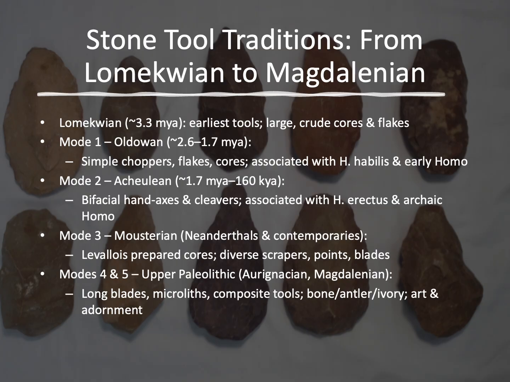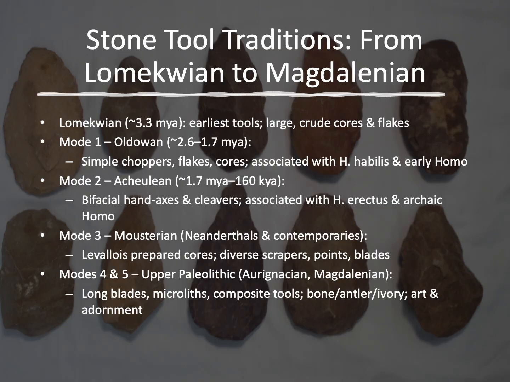Then we move to Mode 2, or the Acheulean tools, beginning about 1.7 million years ago and continuing until about 160,000 years ago. Acheulean tools are characterized by bifacial hand axes and cleavers that are shaped on both sides and are often symmetrical.